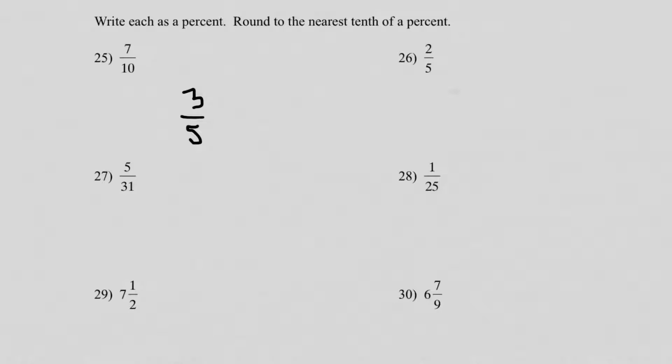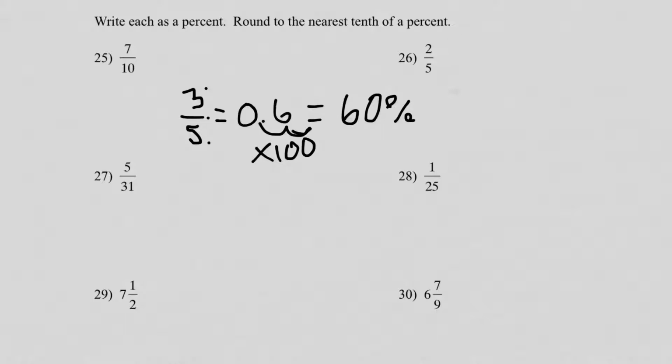So 3/5, my suggestion would be to first convert it to a decimal, which means 3 divided by 5. When you do that, you will get 0.6. And from there, to convert to a percent, what we've been doing and will continue to do always is multiply it by 100. That moves the decimal place 2 places to the right, so this will be 60%.